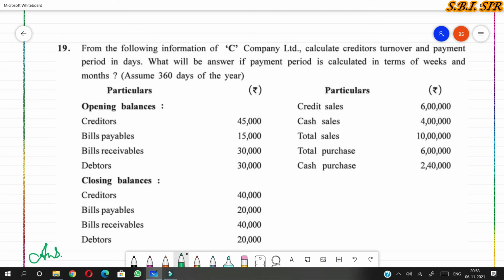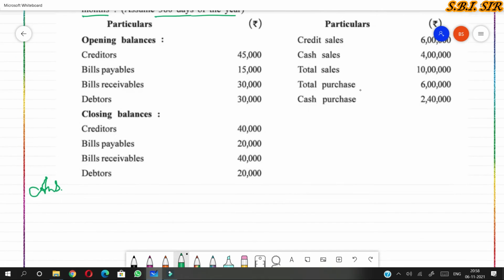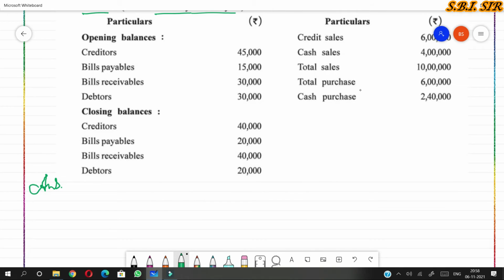From the following information of C Company Limited, calculate creditors turnover and payment period in days. What will be the answer if payment period is calculated in terms of weeks and months? Assume 360 days of the year. So days are given here, 360. So we have to find here creditors turnover.